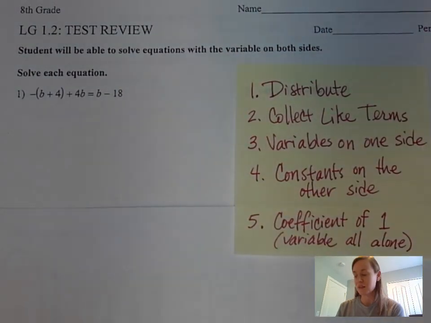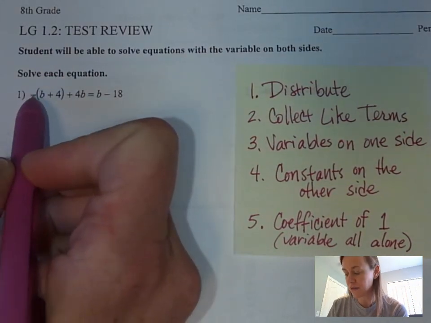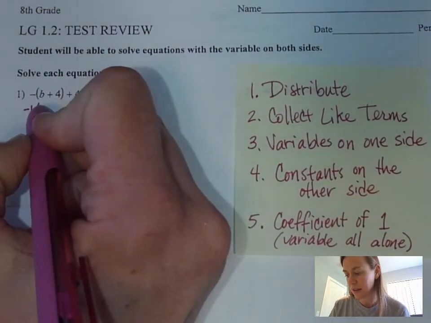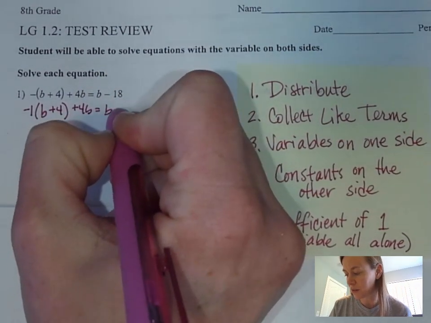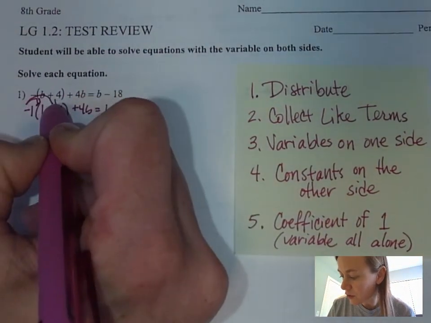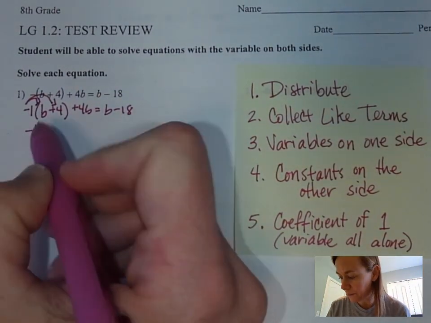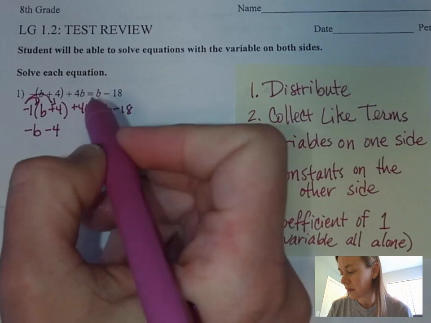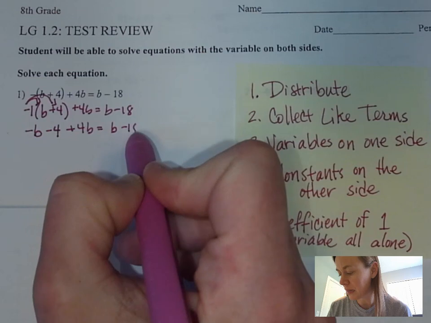Let's distribute. So it looks like we've got some parentheses here, and we have a negative sign in front of that. Now I'm going to think of that negative sign just as like a -1. You can turn that negative right into a -1, and then you have something a little bit easier to deal with for your distributing. So the -1 is going to go to the b, and it's also going to go to that +4. So -1 times b gives us -b, and -1 times 4 is going to give us -4. And now we have plus 4b equals b minus 18.